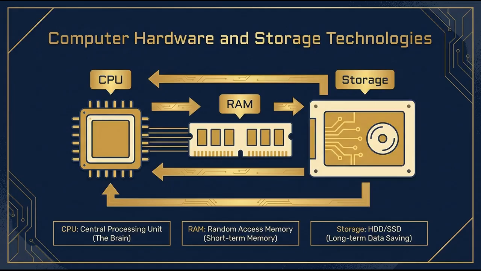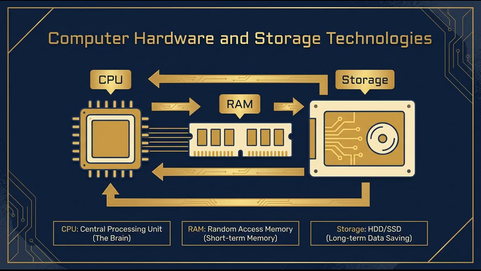Lesson 2. Computer Hardware and Storage Technologies. Let us examine the physical hardware that powers our systems. At the heart of the von Neumann model is the Central Processing Unit, or CPU, which executes instructions and performs calculations. Memory plays a crucial role in this process.